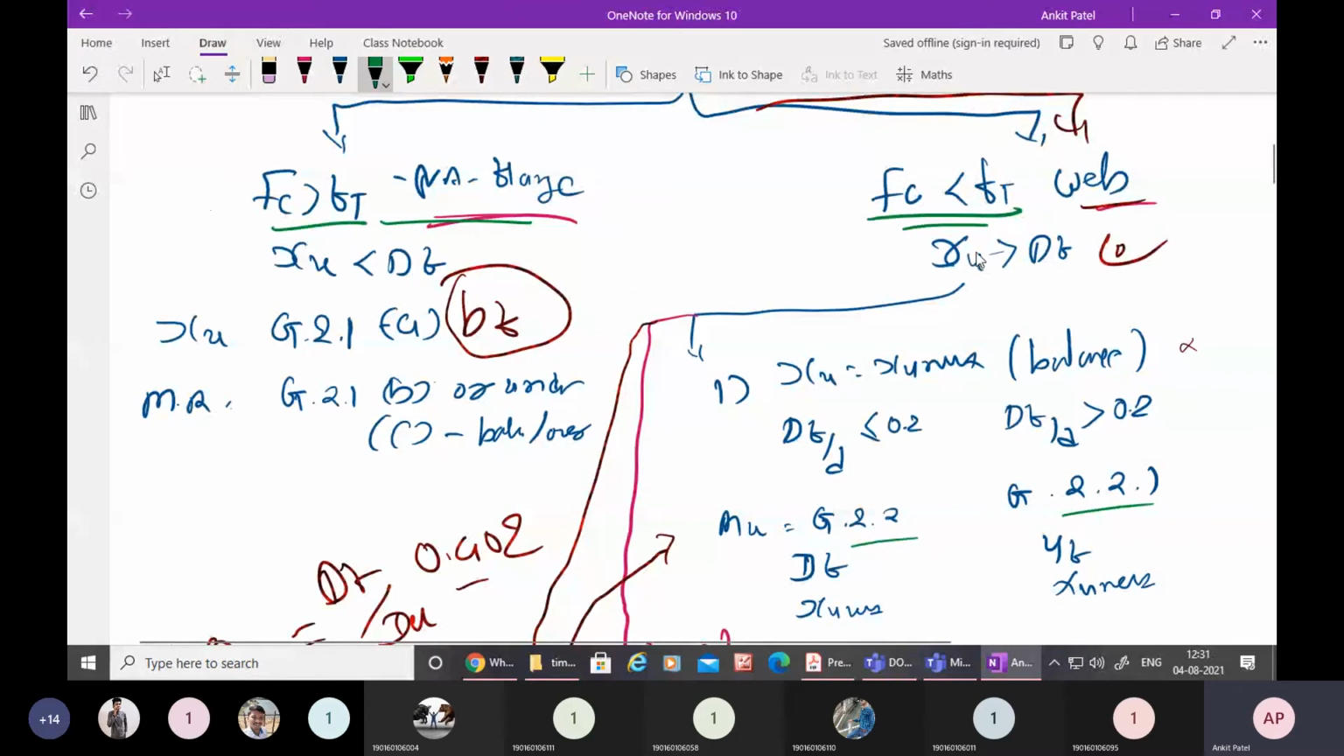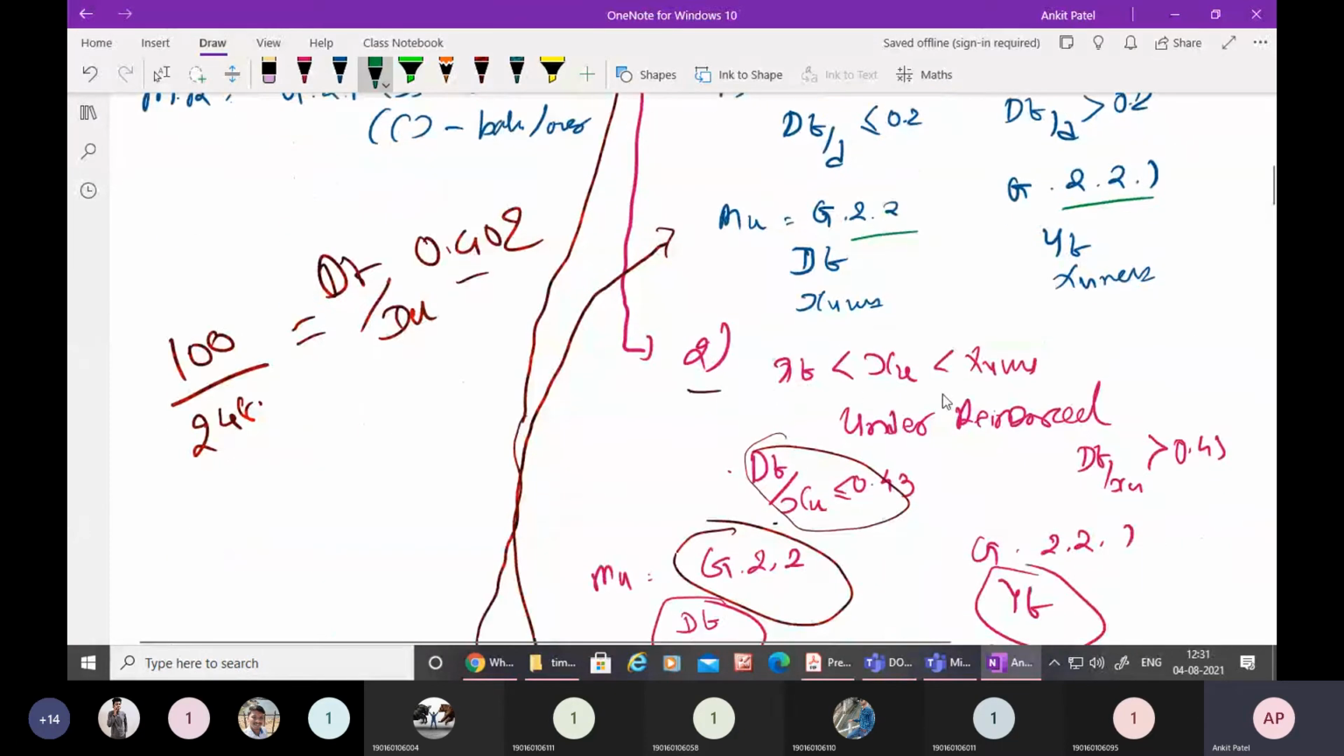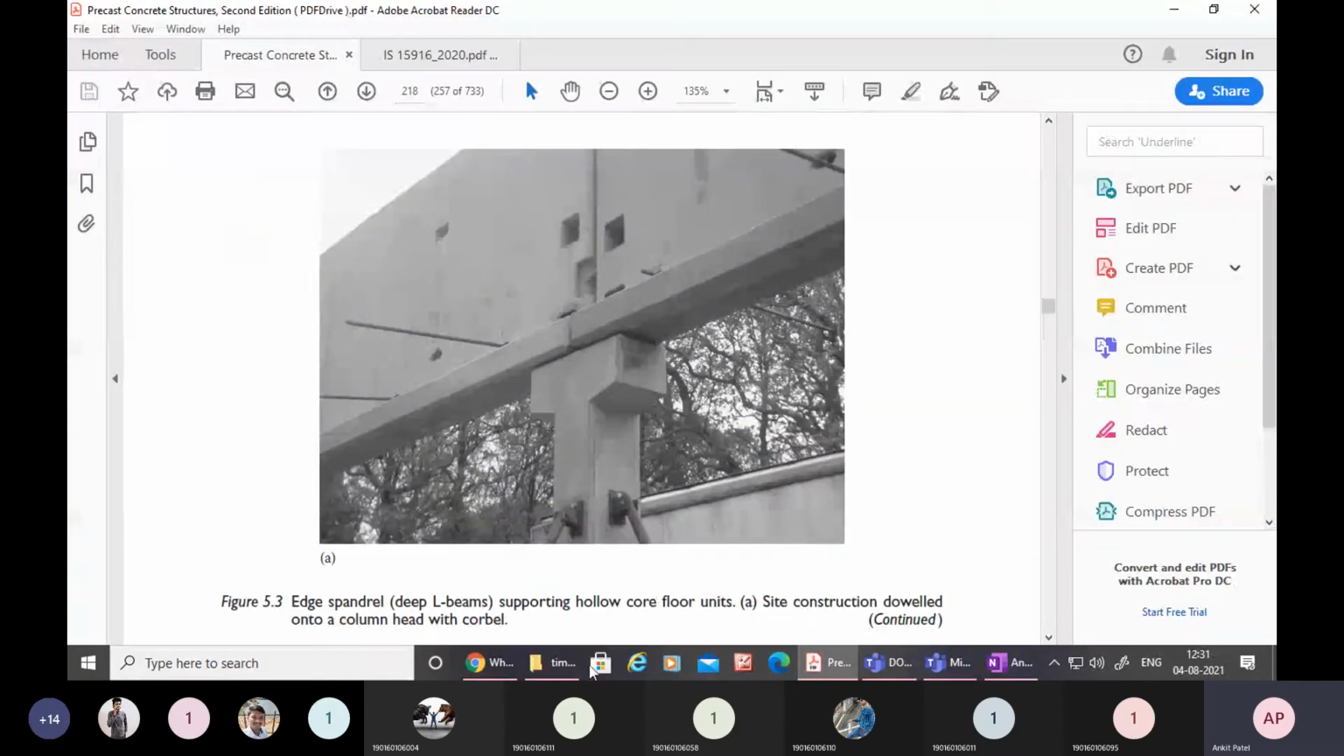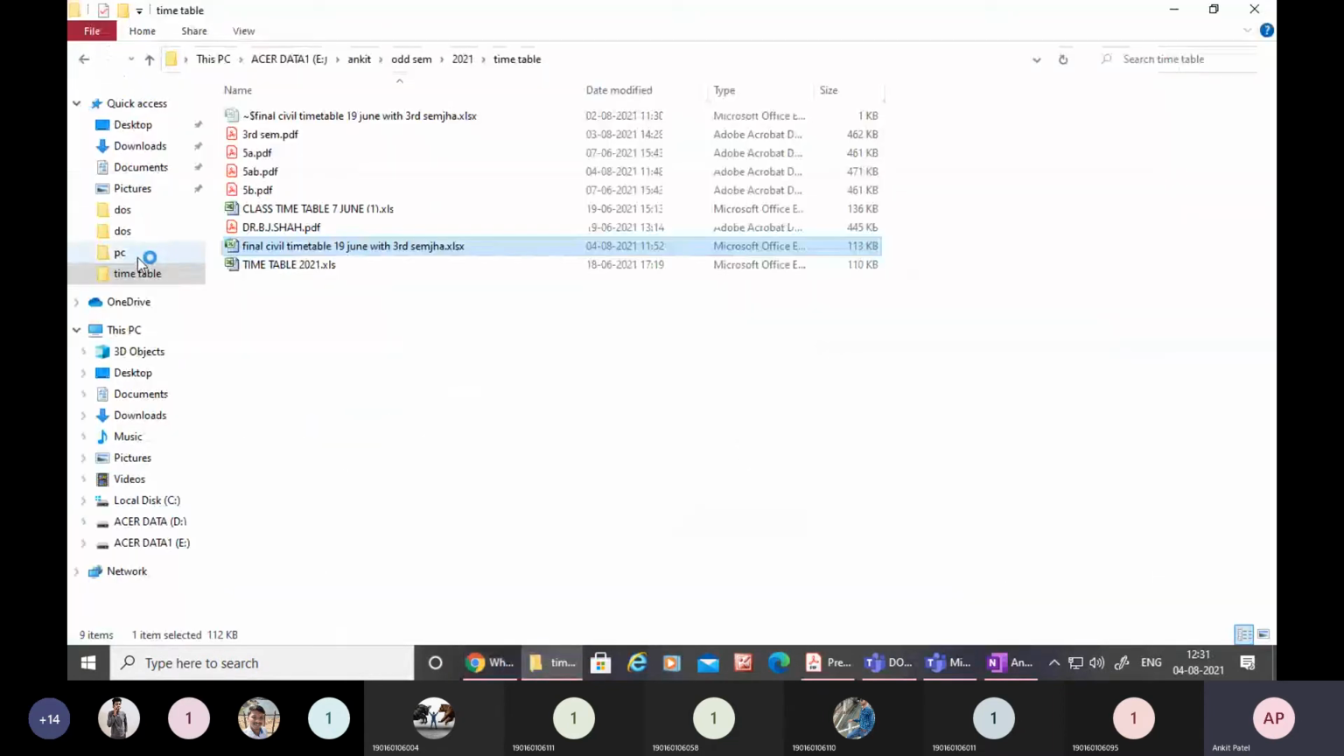So this section is balanced. This is for the under reinforced section, so we have to go to the under reinforced section, and in the under reinforced section we need to check whether DF by XU is less than or equal to 0.43, or DF by XU is greater than 0.43. So now we need to use G 2.2.1. So we have to use equation G 2.2.1. So what is G 2.2.1? Let's see what we have seen previously. Just give me a minute.